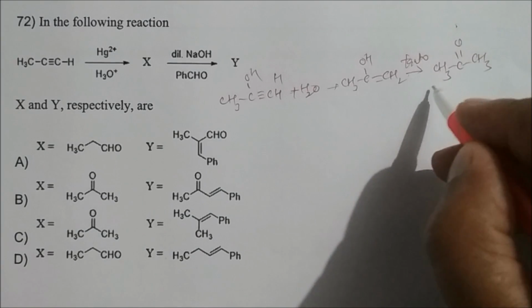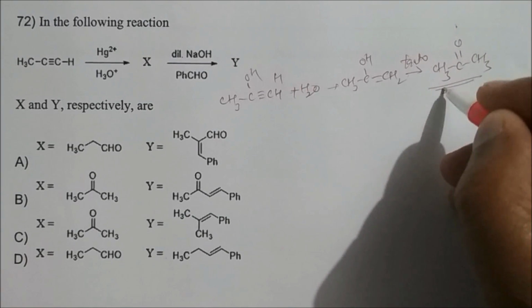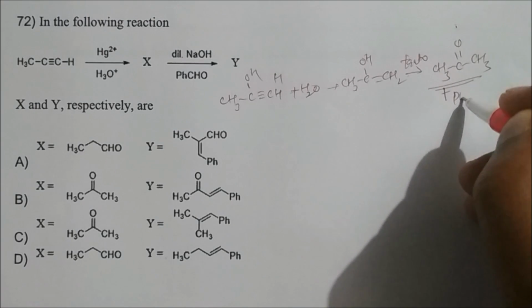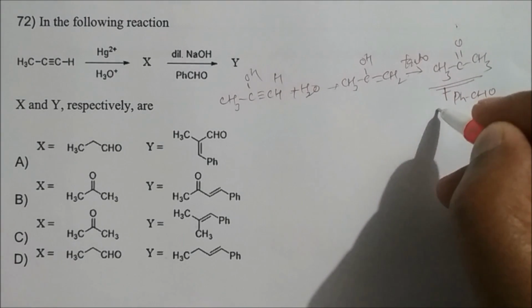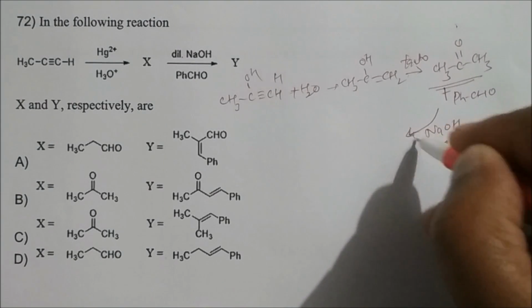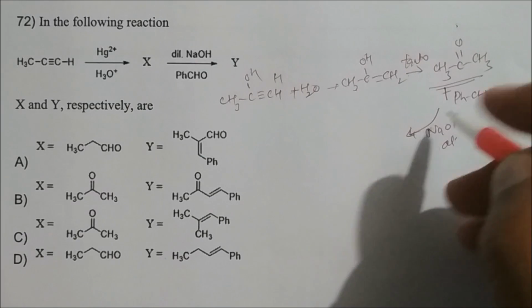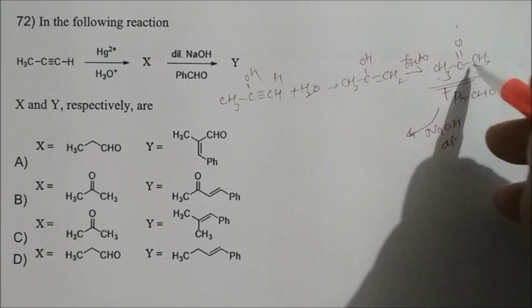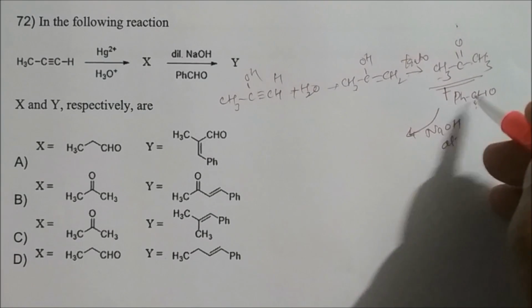Now acetone is a carbonyl compound, and this is reacting in the presence of PhCHO. And the next reaction is sodium hydroxide in dilute solution. So that means this is your aldol condensation. In aldol condensation, this will act as an anion. This anion will attack this carbon. Okay, so you will get the next compound.